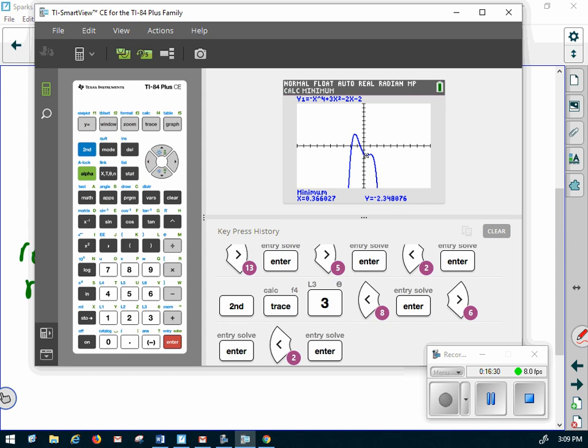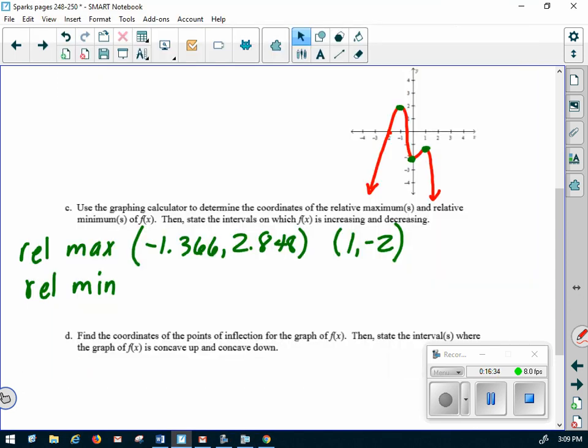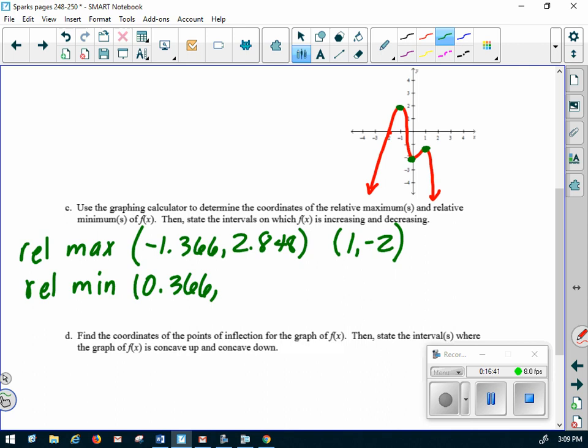...366 and negative 2.348. Now let's answer the rest of the question. State the intervals on which f is increasing and decreasing. I don't want to erase those numbers, so I'm going to put the answer to that part up here.